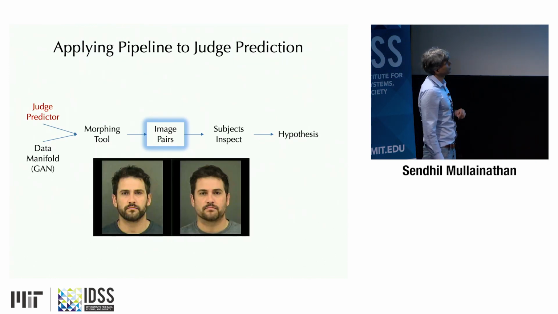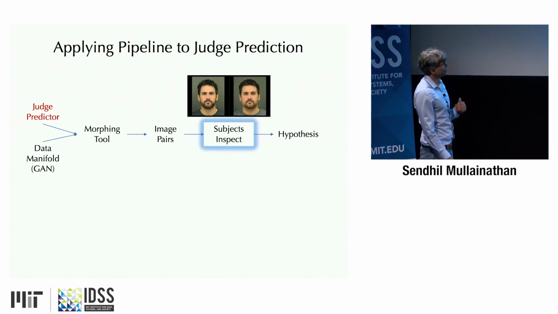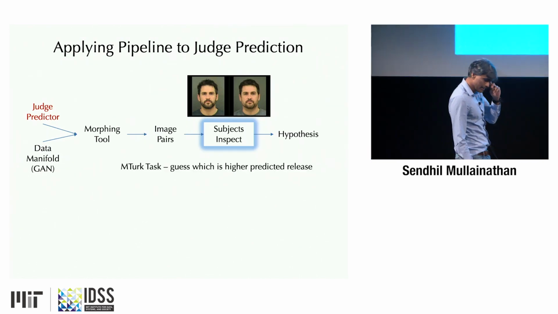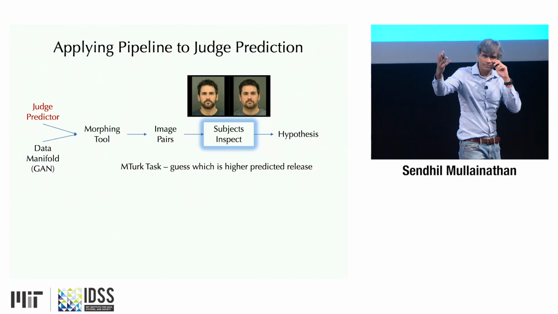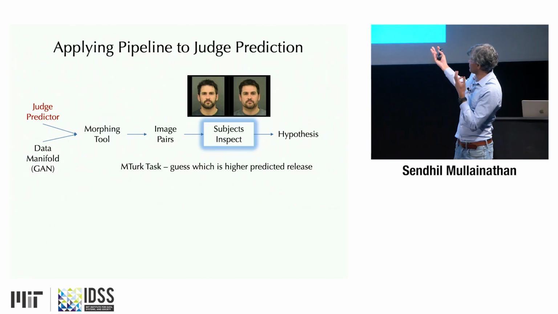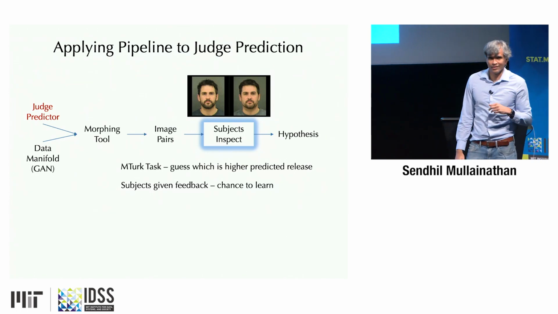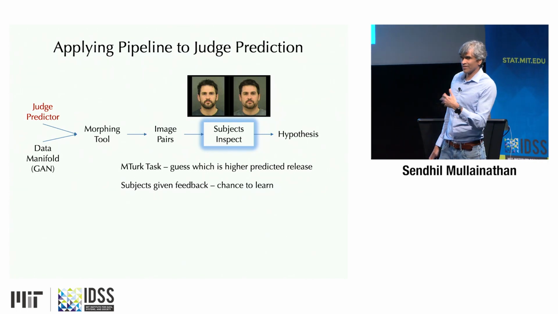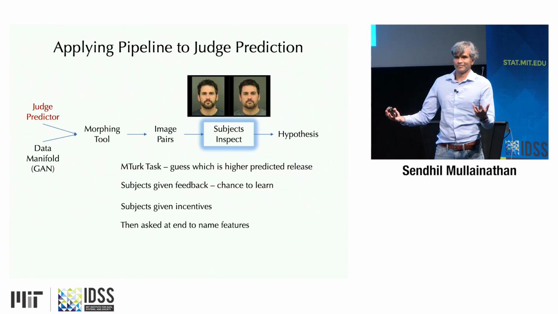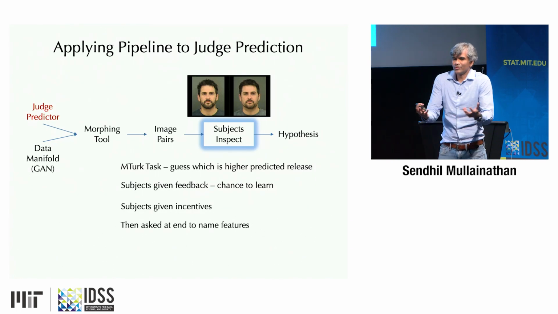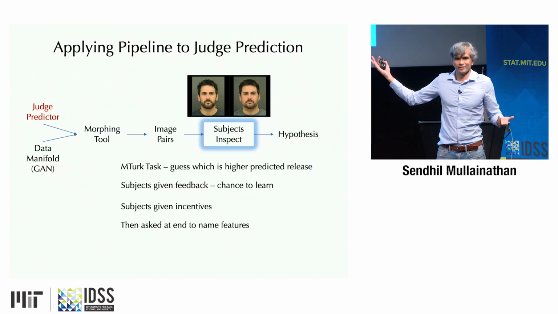So this is another pair. And then people will look at these. They'll do this again and again. And they're going to play a little game. They're going to say, here's pairs. Why don't you guess which one is the higher detention probability? Then I'm going to give you some feedback, so you get a chance to learn. You get incentives to get it right, and you play this game. You get pretty good at it. And at the end, we ask them, hey, what were you looking for in trying to do well at this game?